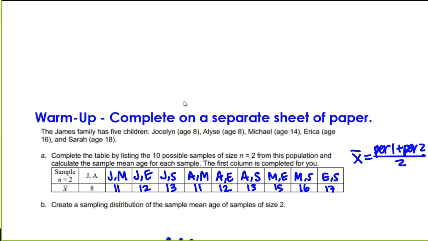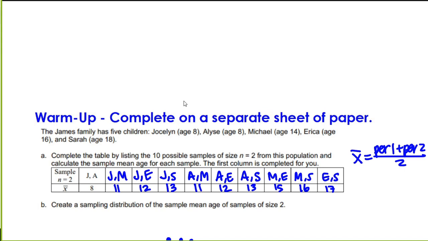Okay, so first you're just completing the table by listing all 10 samples of size 2. So they did the first one for us, Jocelyn and Elise. And so then we also have Jocelyn and Michael, Jocelyn and Erica, Jocelyn and Sarah. And then I just went down the list. Next, I did Elise first, and she still needed to be paired with Michael, Erica, and Sarah. And then I did Michael, Erica, Michael, Sarah, and then Erica, Sarah.